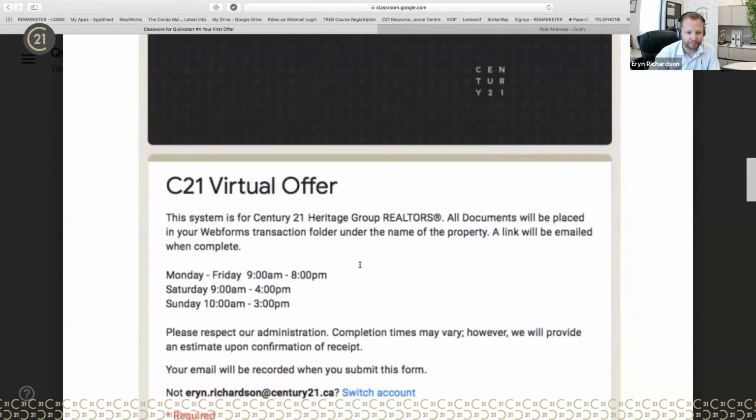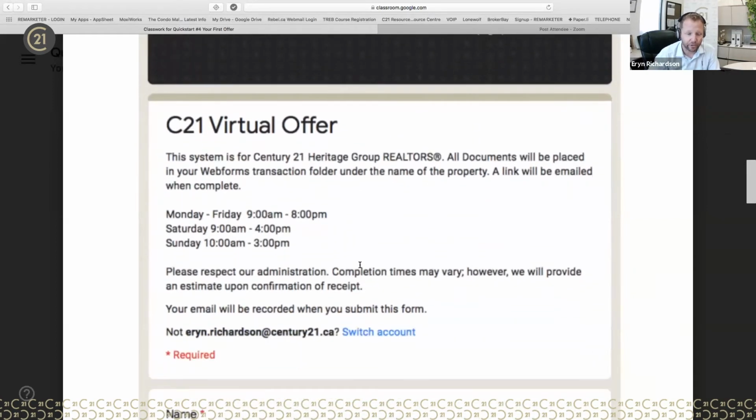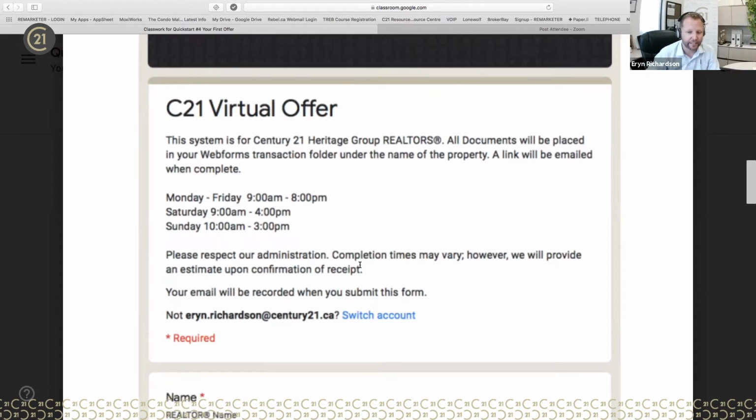C21 Virtual Offer. Now, we can type offers during our normal course of business, not after hours, so be prepared. It's always good to know web forms and be able to go through an offer process yourself, just in case you get an offer that you need to do at 11 o'clock at night. My first offer was typed at 11 and presented, and finally got done at 3 in the morning.